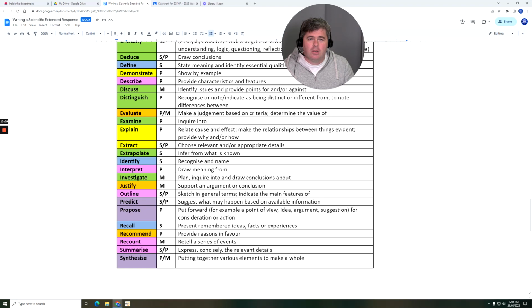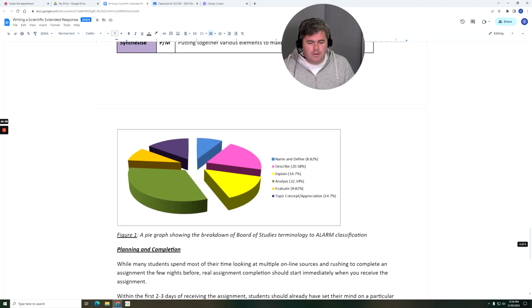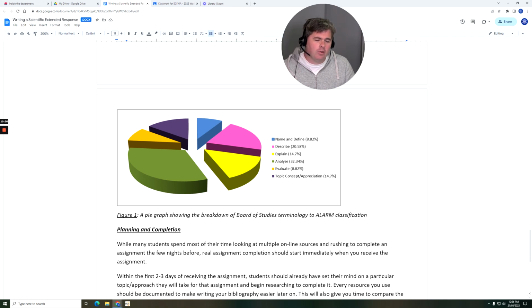Okay. If you need to, go back, pause it again. Now the colors that we've identified here are different styles of questions. Name and define questions, the ones in blue, are often the easiest. They're just like, identify this, name that, and it's only one word answers. So that's why there's such a small percentage.